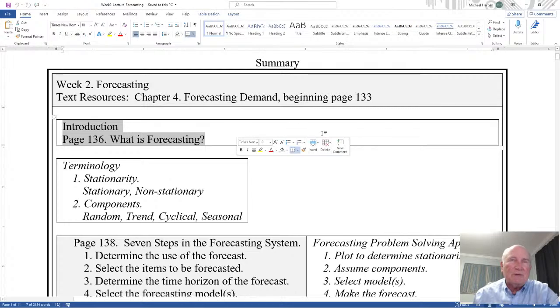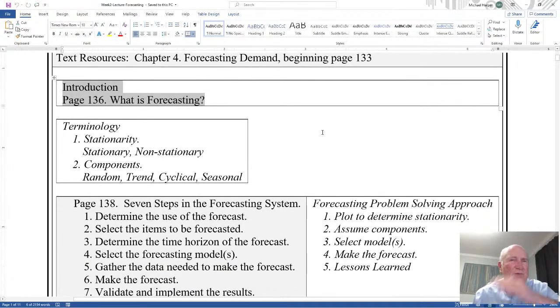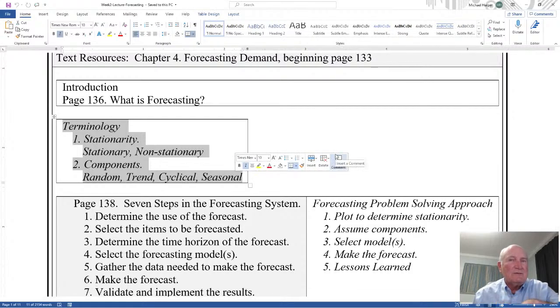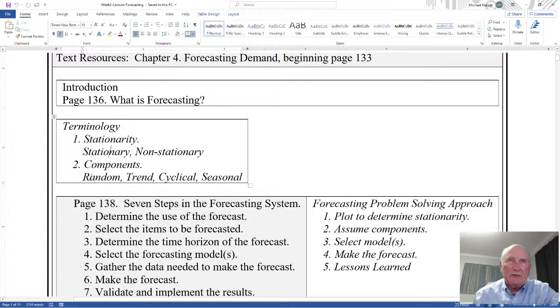First, I have an introduction on page 136, and those first few pages are a good, easy-read introduction. I won't ask you anything about that specifically. I'll focus on actually creating a forecast. I will introduce some terminology that the textbook does not. They kind of talk around it, but I'll specifically identify these six terms: stationarity, non-stationarity, random, trend, cyclical, and seasonal components.